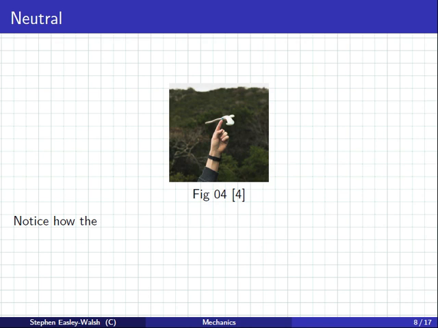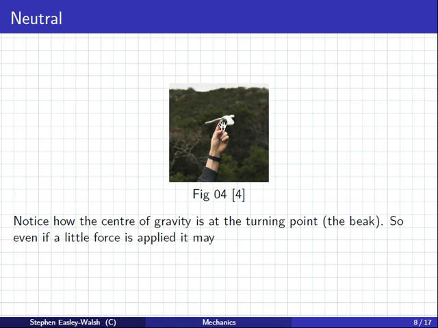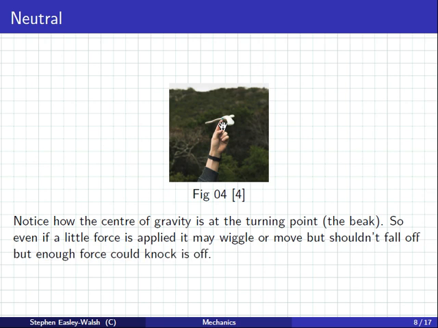No. This is something cheap you pick up from the Euro shop for like €2, or at the time £1. It balances perfectly on your finger. The center of gravity of the bird is exactly on its beak. So it doesn't really fall, because if you hit it, it just kind of moves a little bit. So the center of gravity is at the turning point. A little force could make it wiggle, but it wouldn't really fall.